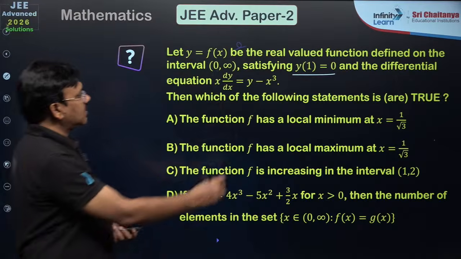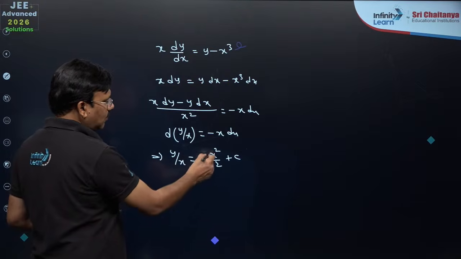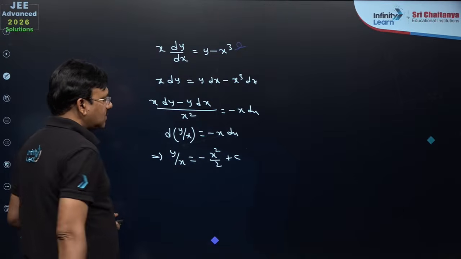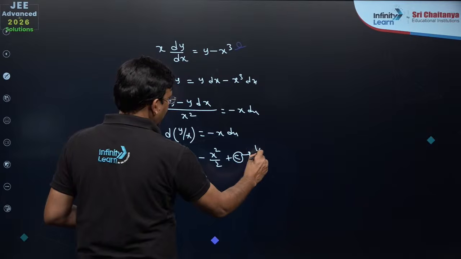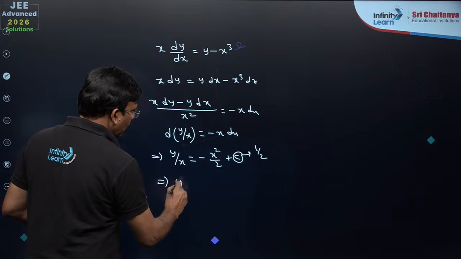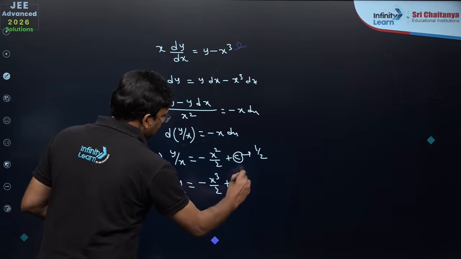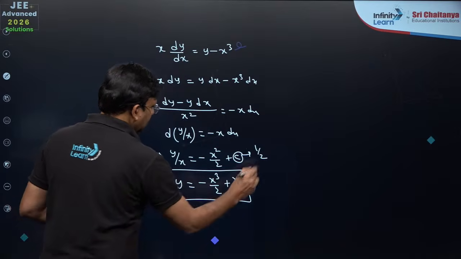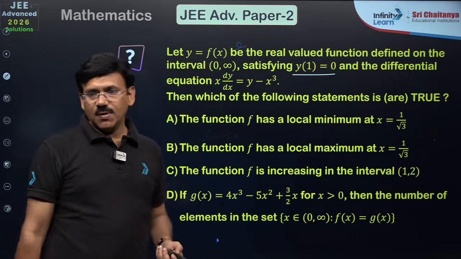Now the curve is passing through the point (1, 0). This is 0 equals minus 1 by 2 plus c, so c must be 1 by 2. Therefore y will become minus x cube by 2 plus x by 2. This is your y. Now in the options he is asking about the minimum and maximum of this.